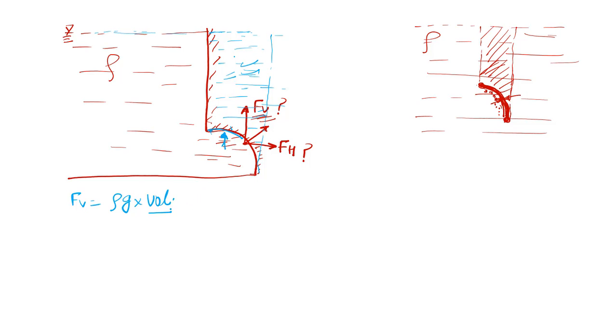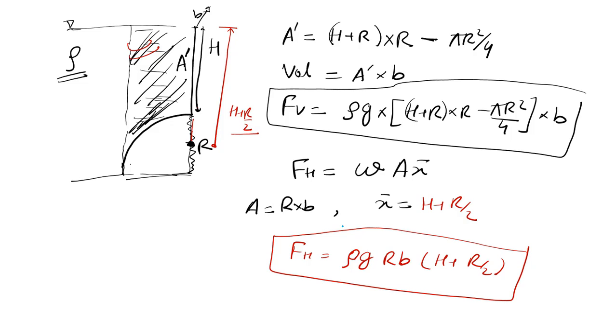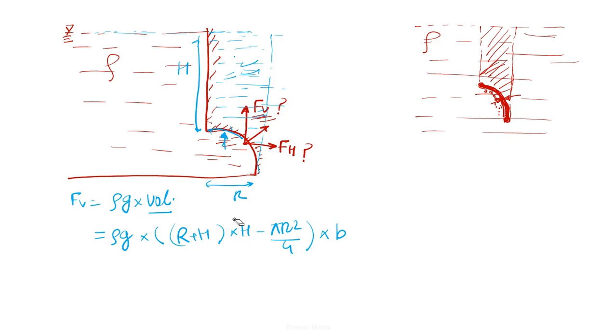We have calculated it already. So rho g, let's suppose this is capital R and I have height h. We have already calculated this: (R plus h) into h minus pi r square by 4, into b. Sorry, (r plus h) into h, into r.